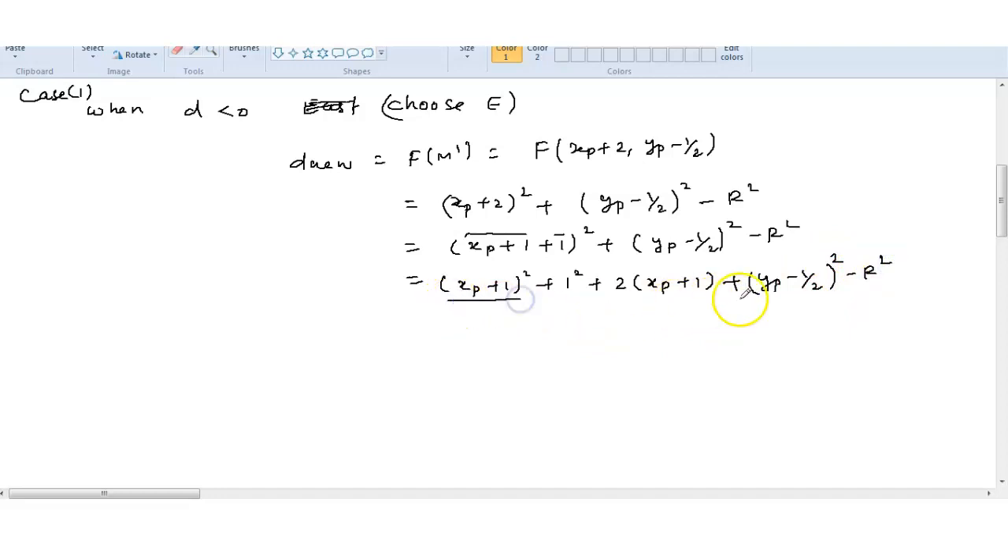These whole terms are just like f of xp at the m point. So we can write this as d old only. The extra term you got is this term. So we can write 2xp plus 2 and plus 1, this is 3. So we got the difference of d in the east as 2xp plus 3.